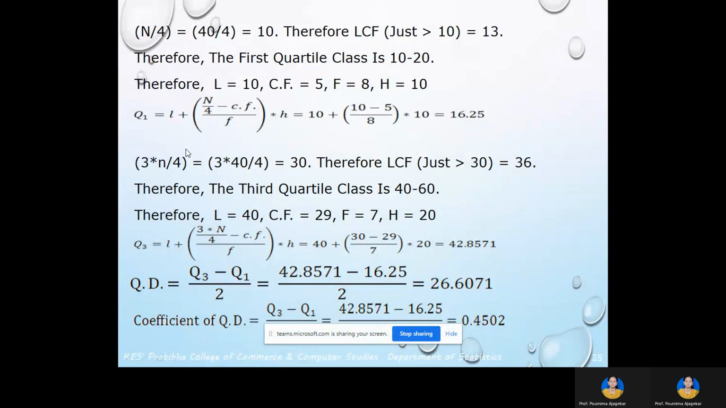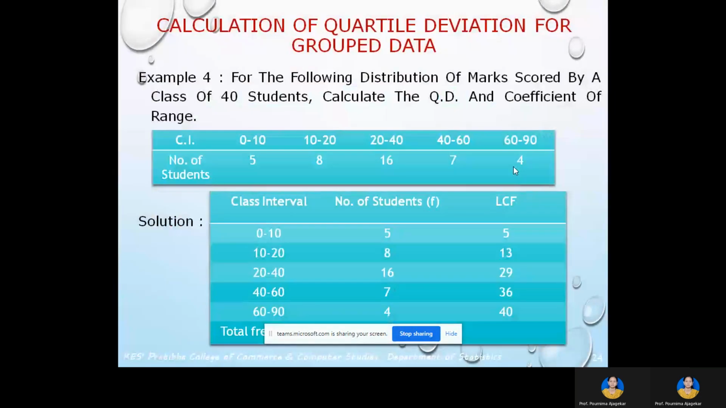Then to compute third quartile, firstly compute 3 into n by 4, which is equal to 3 into 40 by 4, that is equal to 30. And then in the column of LCF, we have to find the LCF just greater than 30, which is equal to 36. So here in the column of LCF, the LCF just greater than 30 is 36 and the corresponding class is 40 to 60. So the third quartile Q3 will belong to this class 40 to 60.